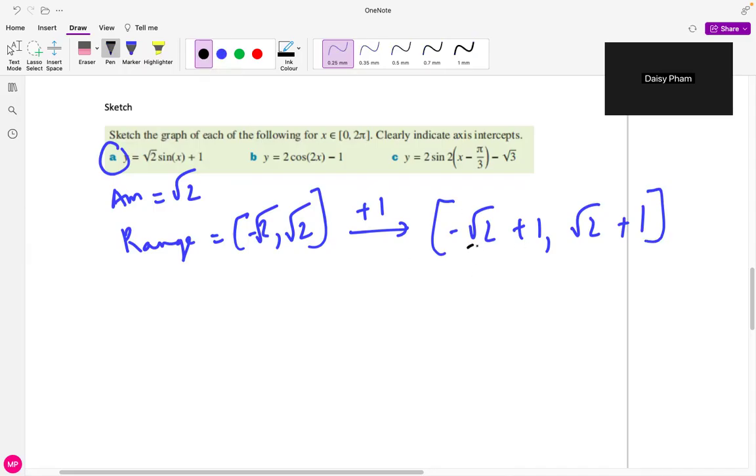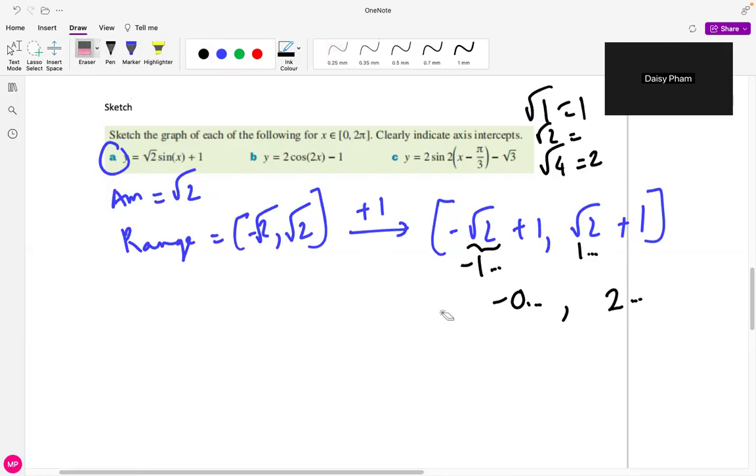So if you think about √2, root of 1 equals 1, root of 4 equals 2. So root of 2 will be in the middle between 1 and 2. So just think it's about 1 point something. And when you plus 1 to -1 point something, that gives you 0 point something. I don't know what that is, but I know it's going to be a negative number. And same thing here, 1 point something plus 1, that gives you 2 point something. Okay, that's just an estimation of where they are on the graph.